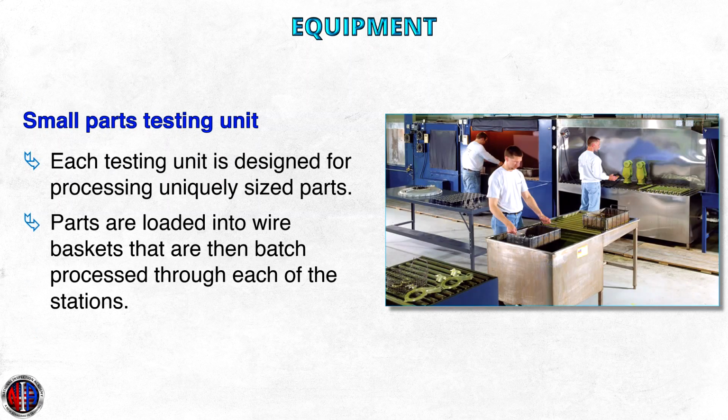Small parts testing unit. Each testing unit is designed for processing uniquely sized parts. The units are sometimes smaller or larger than the general system previously described, and some of the stations serve multiple purposes. In use, the small parts are loaded into wire baskets that are then batch processed through each of the stations. The wash station may contain a water-driven rotary table with spray jets to supplement the handheld spray wand.